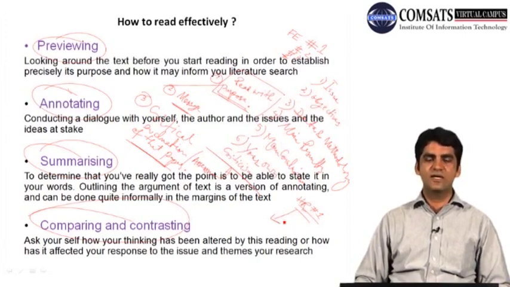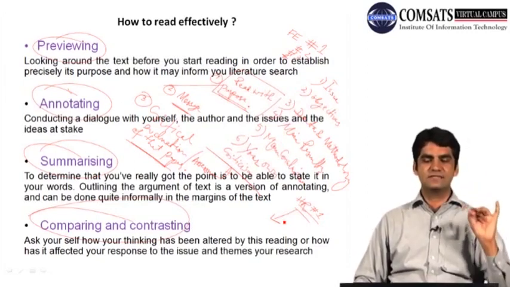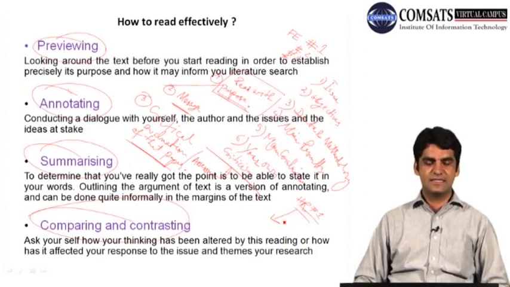So previewing is looking around the text before you start reading in order to establish precisely its purpose and how it may inform your literature search. Annotating is conducting a dialogue with yourself, the author, and the issue and the ideas at stake. So these are the 3 things that I have discussed: the real purpose, the message, and summarizing is to determine that you have really got the point, is to be able to state it in your own words.